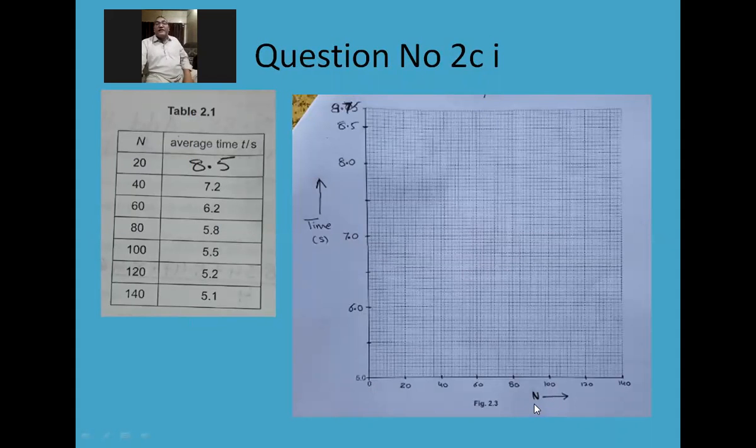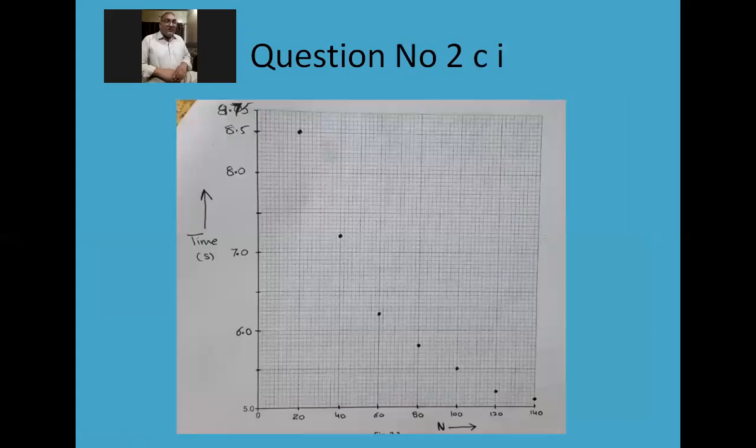So the n here on the x-axis, the number of sheets, goes from 0 to 140. So you can see here 20, 40, 60, 80, 100, 120, 140. The minimum time is 5.1 and the maximum time is 8.5. So what I do, it's starting from 5, then 6, 7, 8, 8.5, 8.75. So this is how I have put the grid. I have used my scale. Now we will plot those points.